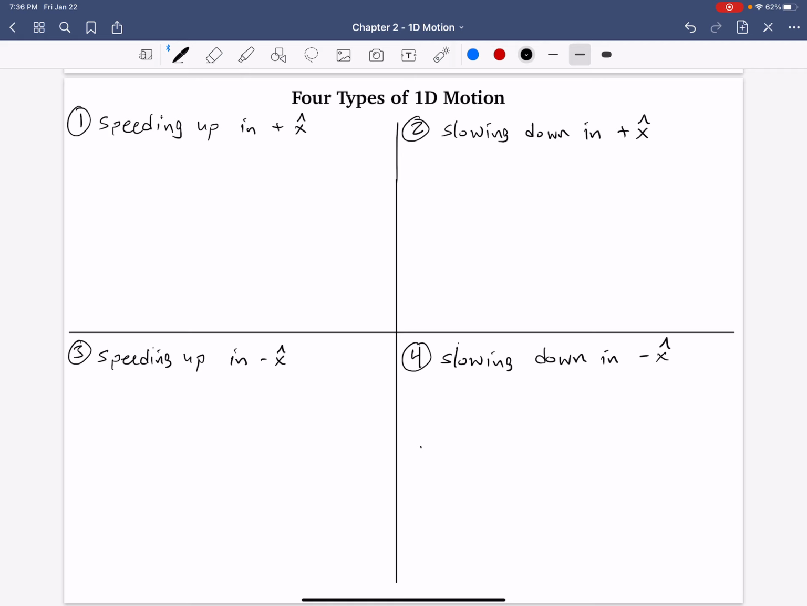Four of these combinations. One is speeding up in the positive direction. Two is slowing down in the positive direction. Three is speeding up in the negative direction. And then finally, four is slowing down in the negative direction.